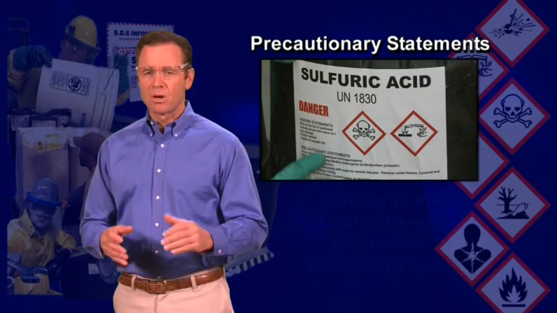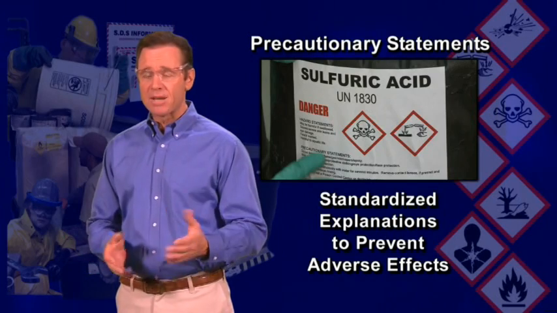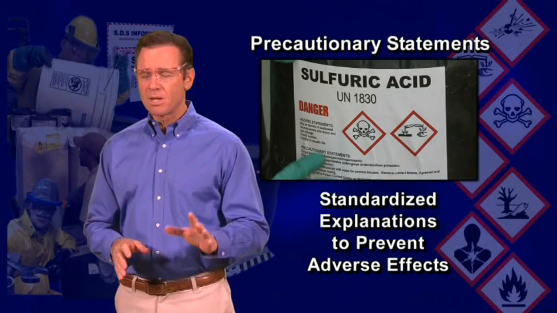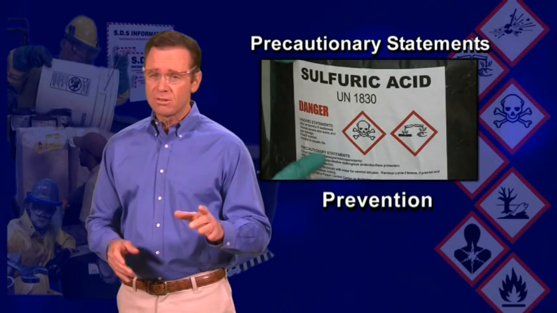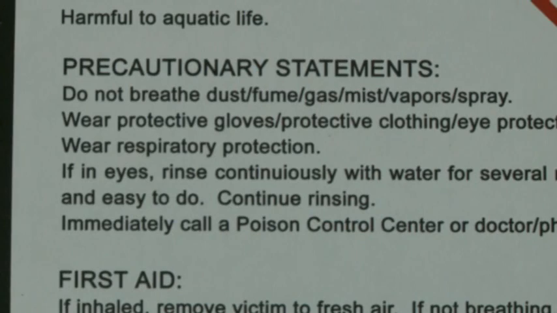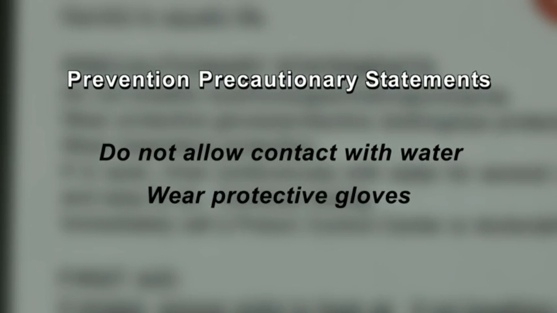Precautionary statements are standardized explanations of the measures to be taken to minimize or prevent adverse effects. There are 4 types of precautionary statements for each hazard class: prevention, response, storage, and disposal. Some examples of prevention precautionary statements include do not allow contact with water and wear protective gloves.